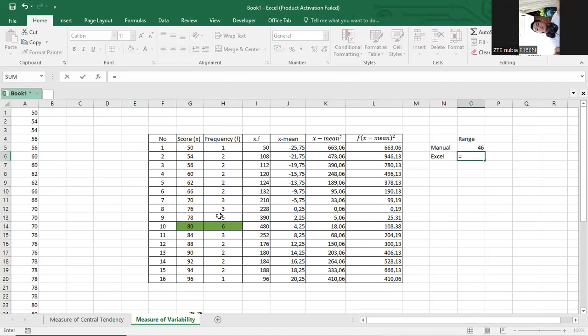And we move to the Excel way, and in the Excel way, it's kind of complicated, you know. And how to do it is we type max here and block all the data in column A, and we kurangi dengan min, rumus min, dan kita juga blok data yang ada di kolom A, lalu enter. Maka hasilnya akan sama.